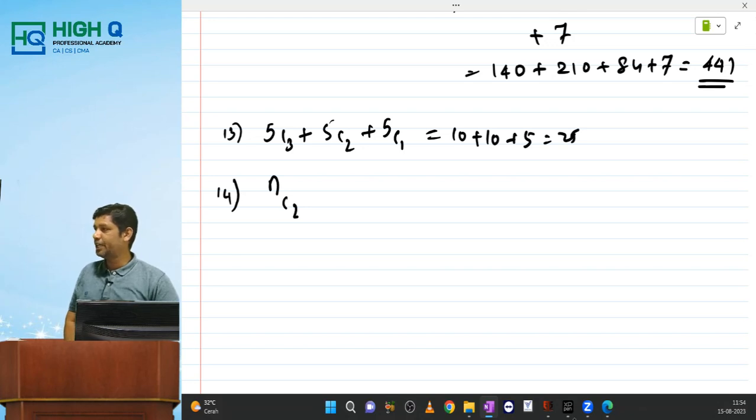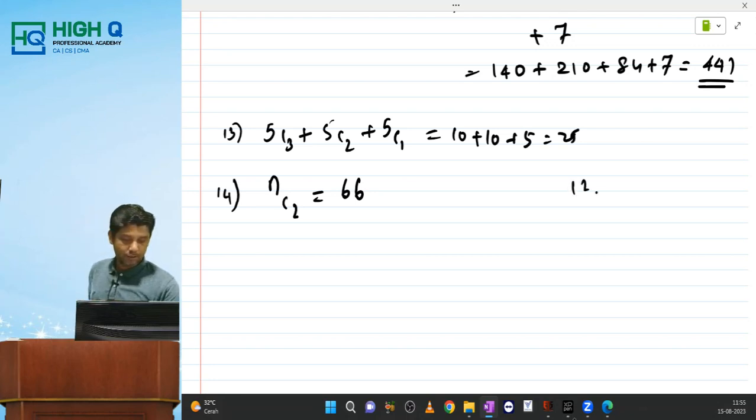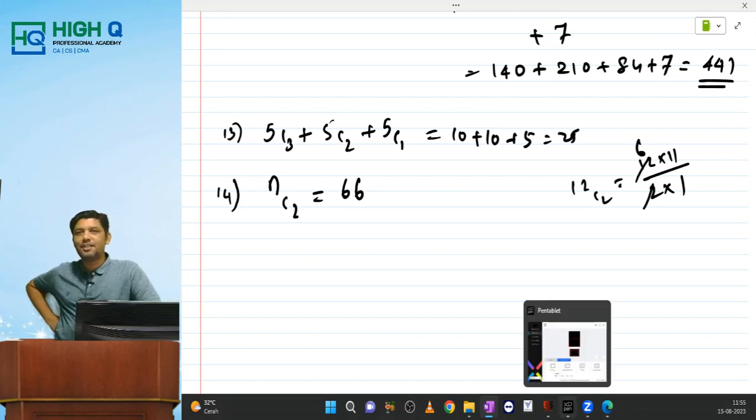These many handshakes possible. Which is nothing but what? 66. Sir, I will use trial and error method, sir. 12 is the answer. Can you please check 12? 12C2, 12 into 11 by 2, 6 elevens are 66. Is that right, my dear? Say yes or no?